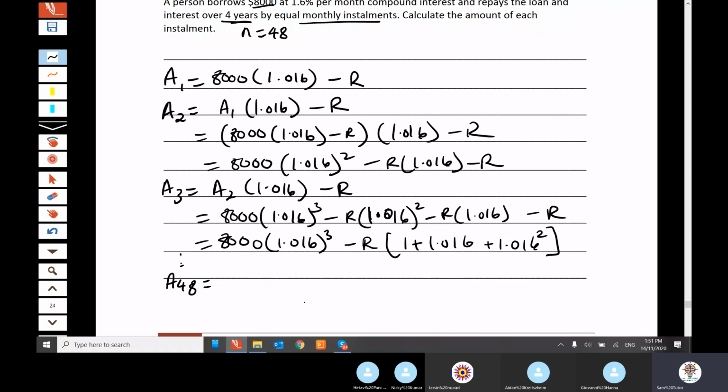A48. Okay, can you give me the formula for it? Try to compare A3 to what we've just written and try to do A48. Let me give it a shot. A3 was there. Now you're trying to do A48. Try to follow exactly the same, just change your powers, I guess. Do you want to try?